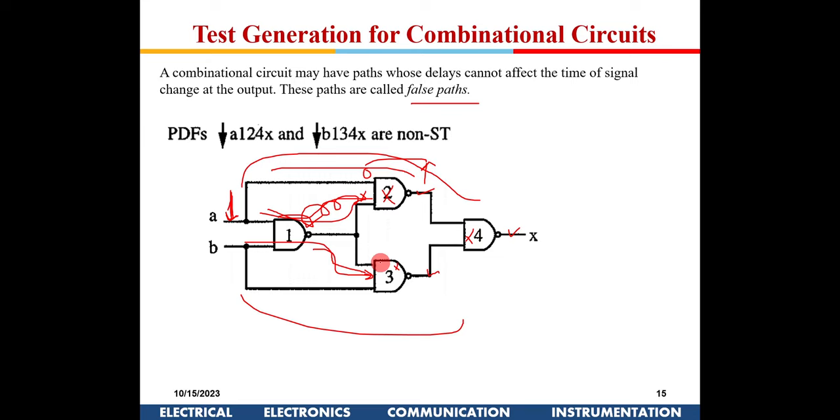But that zero will also have some delay, right? The falling edge, here? Top. Yeah. So yes, this path can be tested. This particular path cannot be tested.